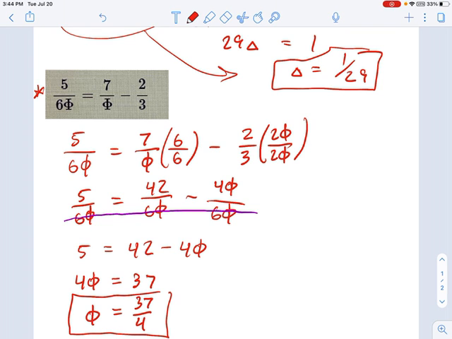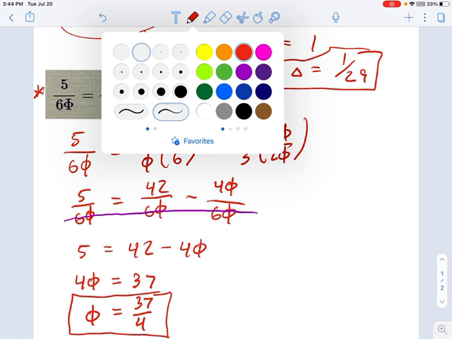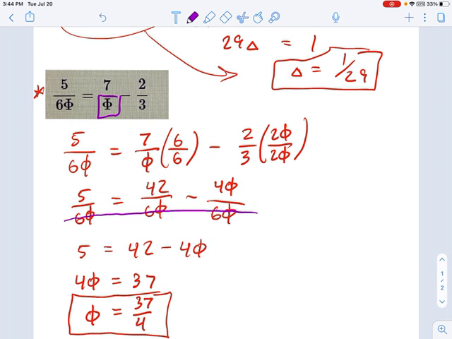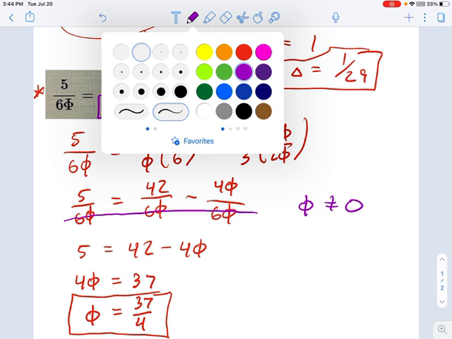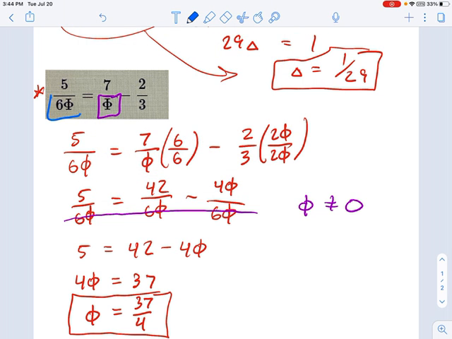Not done yet. Don't go away. We still need to check domain restrictions. These are easy, right? It's just 6 times a variable. I'll use this one as an example. Here. This right here tells me that phi cannot be 0. Okay? It's fine, because phi equals 37 over 4. Let's check out the next one. 6 phi. Well, 6 phi can't be 0. See, that's really the same thing as phi can't equal 0, because we're going to divide each side by 6. Okay? Still fine. So that is our answer. Everything looks good.